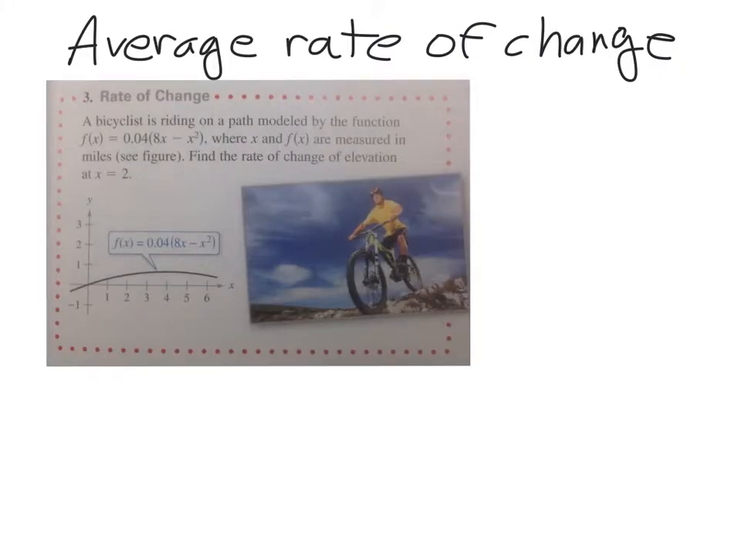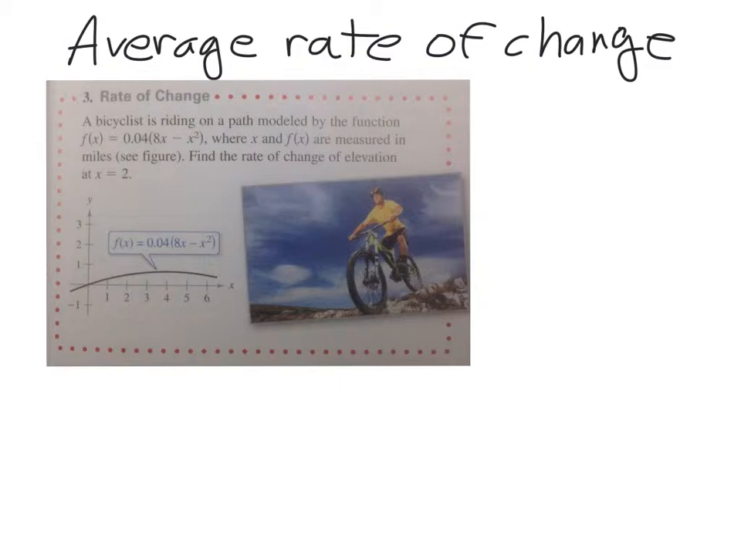Here's an example of the path a bicyclist is taking, and they show the graph of it. We see the function that represents that, kind of a hill. That's my kind of hill where it's not too steep. I may be able to bike up that one, maybe not.